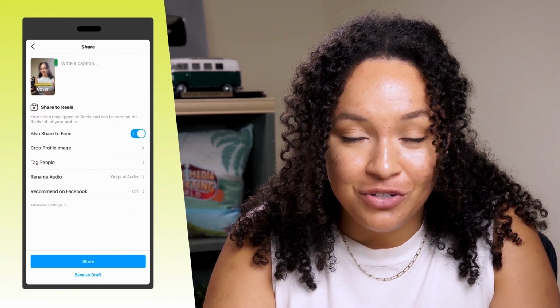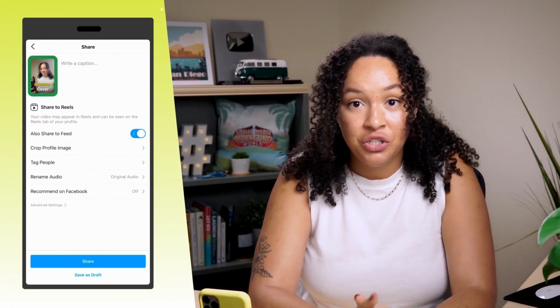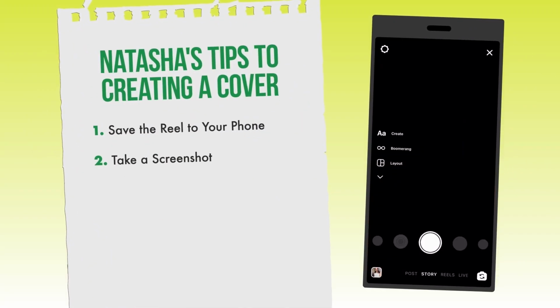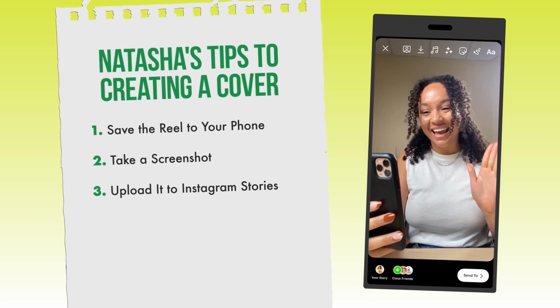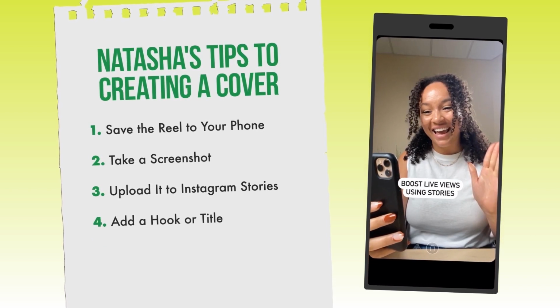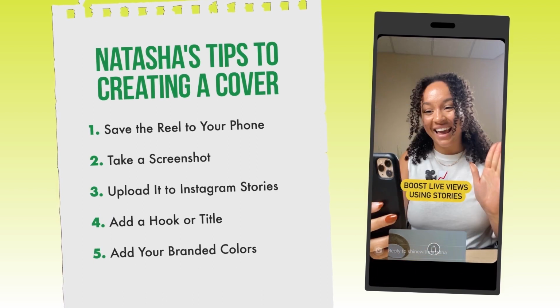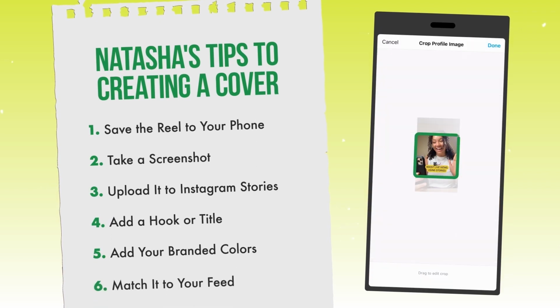And you want to also select your cover image, and you can select this from dragging some options with the cover photo selector, or what I love to do is I will save the reel, I will then take a really great screenshot, and I will upload it into Instagram stories. I then will write out the hook or the title of the reel. I will change it into my colors, add some emojis, and really make it match my specific grid.